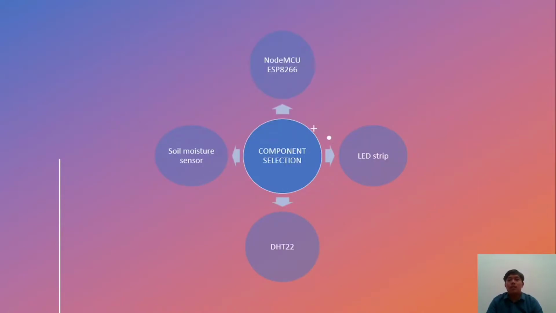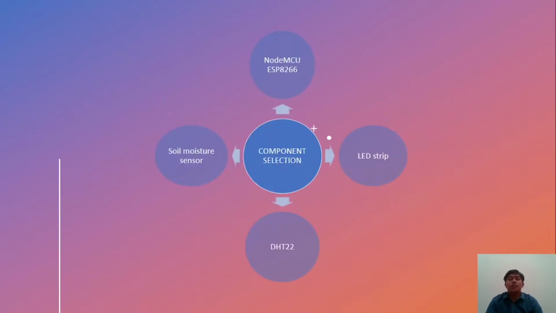So basically, there are four components important in this project. Firstly, NodeMCU ESP8266. Second is LED strip. The third one is DHT22, which is a humidity sensor, and the last one is a soil moisture sensor.